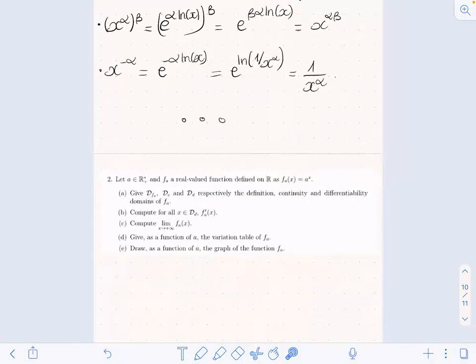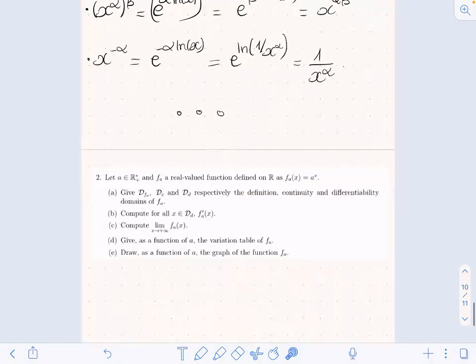And so this gives you an idea of what you'd generally be asked relative to functions if you're asked to analyze them. So what we're going to consider here is a positive value a. So we take a in R plus star. We're going to define fa of x as follows. So it's going to map R to R, and it's going to map x to a to the power x.